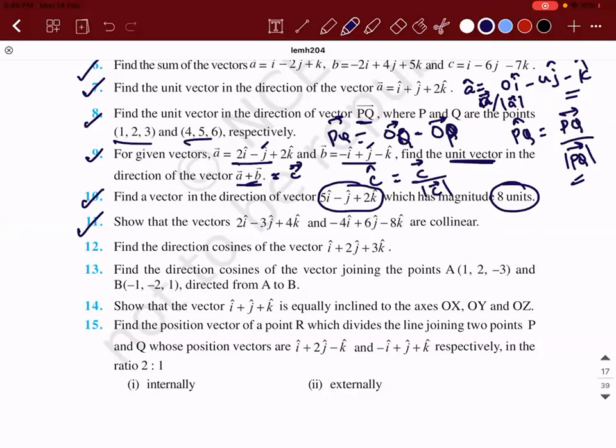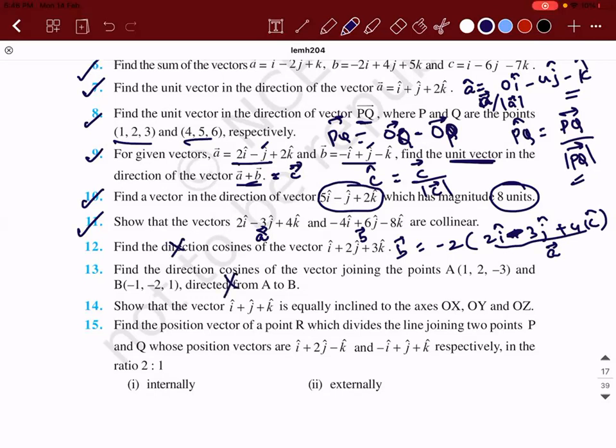11th one, show that the vectors are collinear. By looking at them, you can say something is proportional. This is A vector, this is B vector. If I take that minus 2 outside, I can write it as 2i cap minus 3j cap plus 4k cap, correct? Yes. Can I write it like this? So this is what? Is this not A vector? So B vector is equal to minus 2 times A vector, so lambda times A vector. Hence it is collinear.